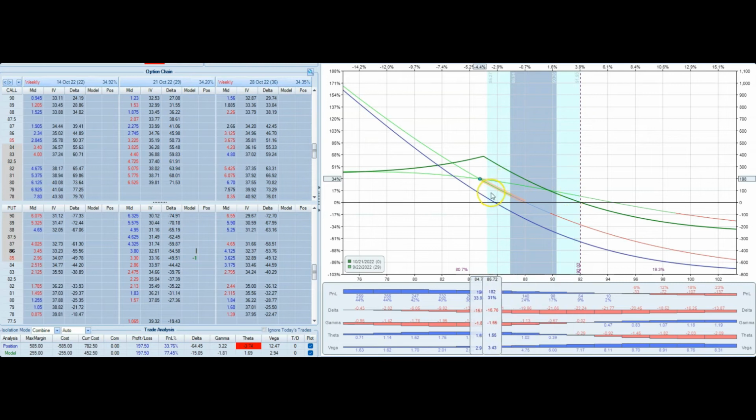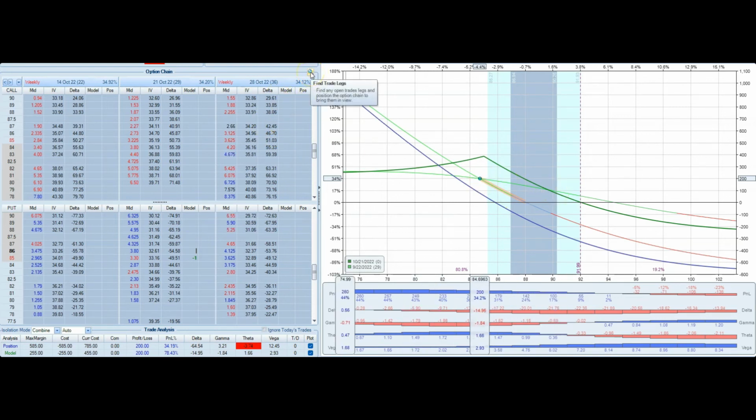If it rallies, obviously, being in a diagonal is a lot more advantageous than just being in a long put, because holding negative 64 delta versus holding negative 15 delta, if the stock rallies, holding negative 64 delta is going to be a little bit more painful if the trade starts to go against us.